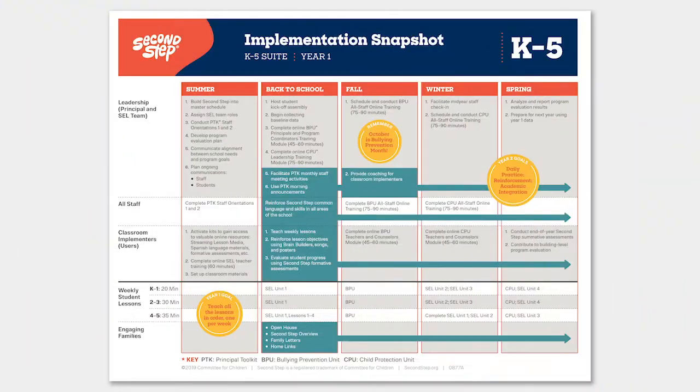thrive, academically, socially, and emotionally. As an implementation specialist, it's my job to think about the adults, the supports that they need in order to build an effective and sustainable program. Today, I'm going to introduce you to the K-5 Implementation Snapshot, a linear look at a building-level Second Step implementation.